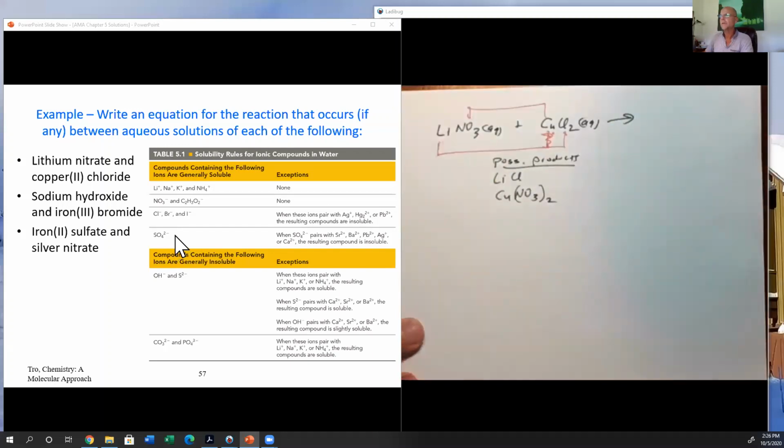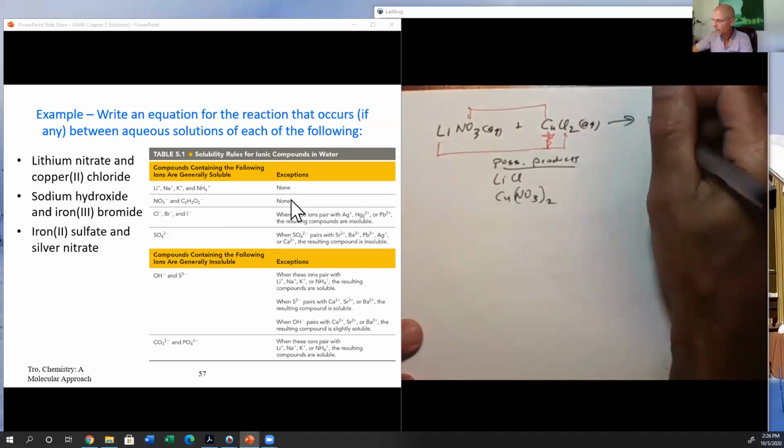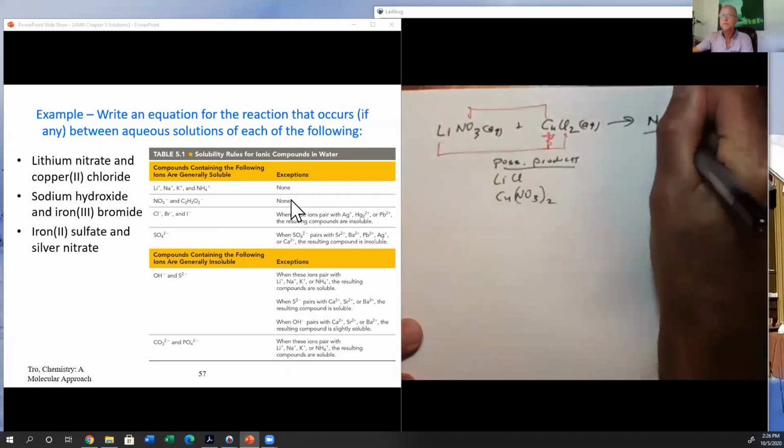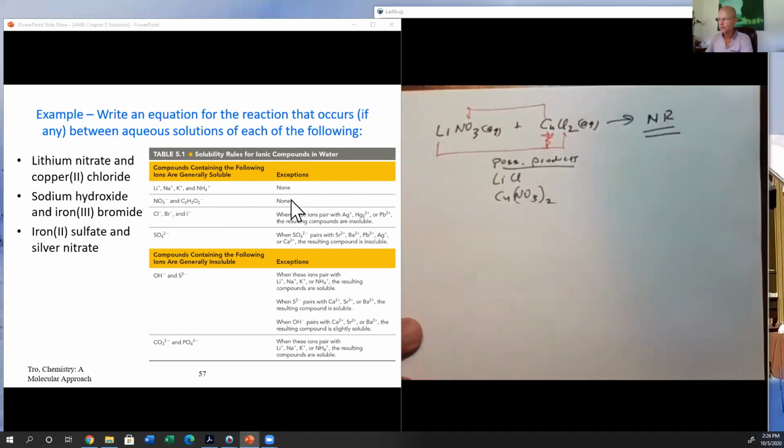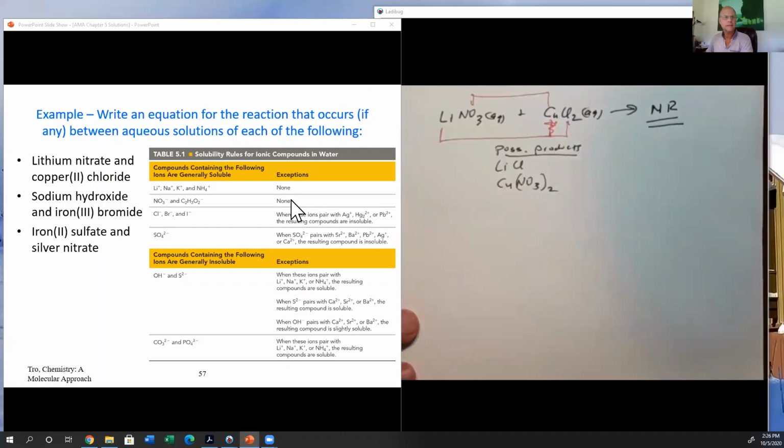So then I go to my solubility rules and I see, lithium chloride, always soluble. Copper nitrate, soluble. So therefore, we're going to write no reaction. No reaction occurs between those two. Does that make sense? A couple of questions here.